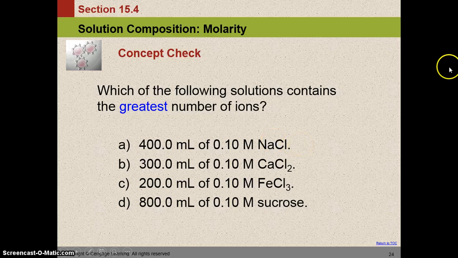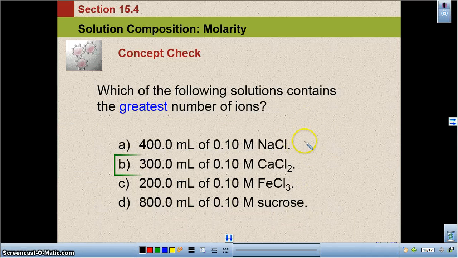So if we take a look at these, total ion-wise, if I had 0.1 molar solution of sodium chloride, let's see how many moles I have in that solution. So I'm going to take 0.4 times 0.1. So in this solution, I'm going to have 0.04 moles of sodium chloride. In the 300 milliliter, I have 0.1 molar, and I have 0.3 liters. So 0.1 times 0.3 is going to be 0.03 moles. So we have fewer moles here.